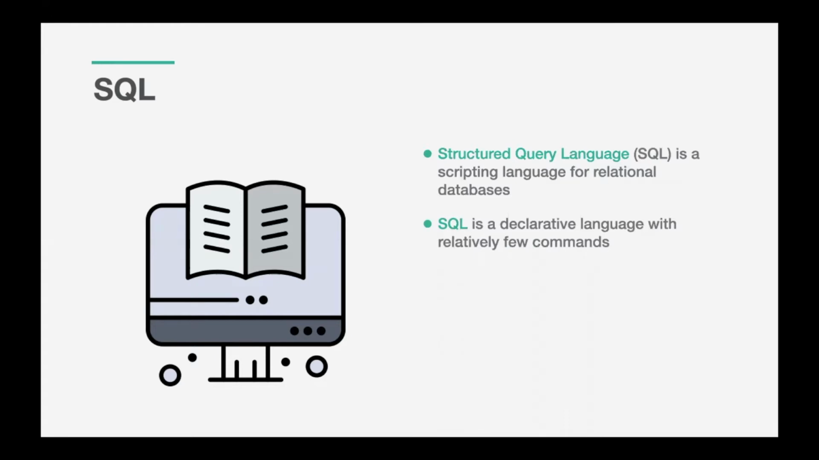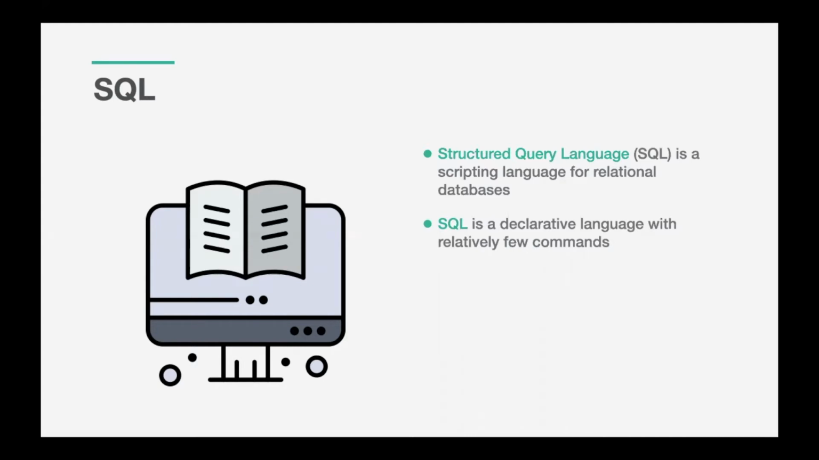Now, when we talk about declarative languages, we're talking about a different type of language than what we've been learning in PHP and JavaScript. Those are programming languages in which we set out a set of instructions for the computer to follow, right? Do this, then do that, then do that. We're telling the computer exactly what to do each step of the way.